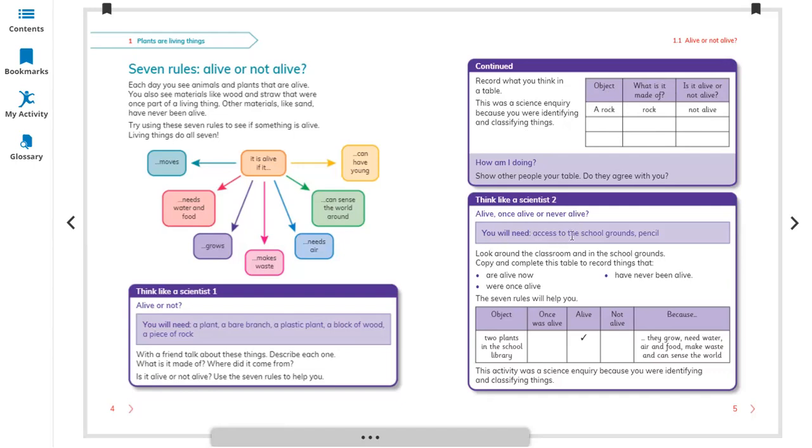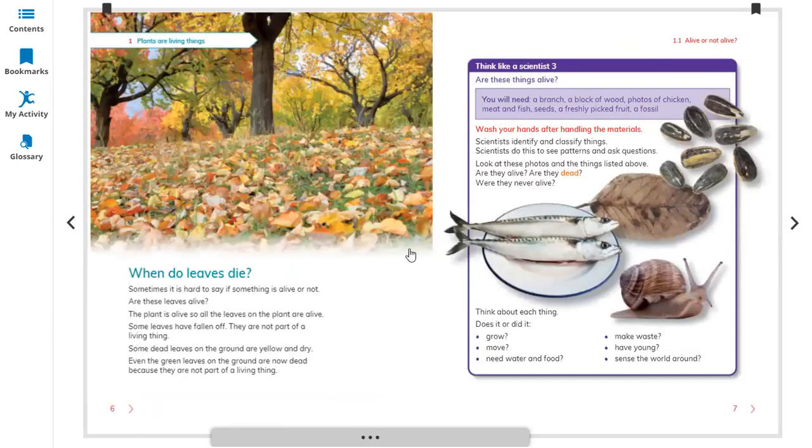You will need access to the school ground and a pencil. Look around the classroom and in the school ground. Copy and complete this table to record things that are alive now, have never been alive, or were once alive. Never been alive, like sand. Once alive, you can say wood or a table. And alive now: plants, humans. They are alive now. Let's move to the next.